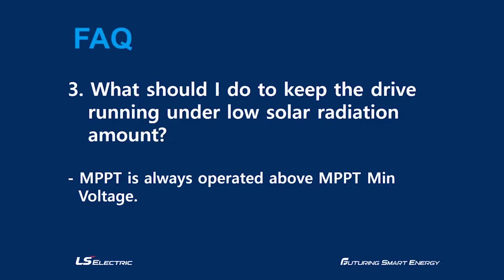Then what if the minimum voltage is too low? How do I make a more stable system? In this case, MPPT min voltage should be increased, which makes the system more stable. And the default value is 450 VDC. It is a recommended value that is selected through various tests and on-site verification.